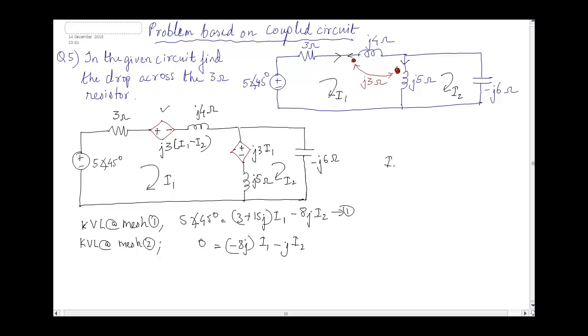Based on these two, if I use the matrix method, I get the value of I1 as 0.063 with an angle of minus 42.82 degrees. I am not interested in I2 because what we have been asked is the voltage drop across the 3 ohm resistor. The 3 ohm resistor is here. The only current that matters is I1. Therefore, the voltage across the 3 ohm resistance is basically 3 times I1, which gives an answer of 0.19 angle minus 42.82. Try it.